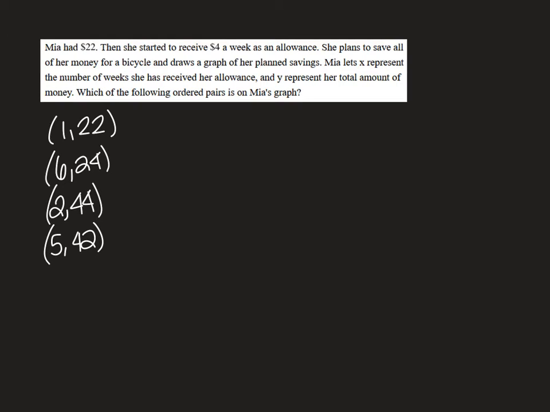The first thing you would have needed to do is figure out what this equation is. So we know that Y is representing her total amount of money, and X is representing the total number of weeks. So when you're looking at these ordered pairs, it would be weeks and then money. So I'm going to go ahead and write my equation. Y equals, she's getting $4 per week, and she started at $22, so plus 22.